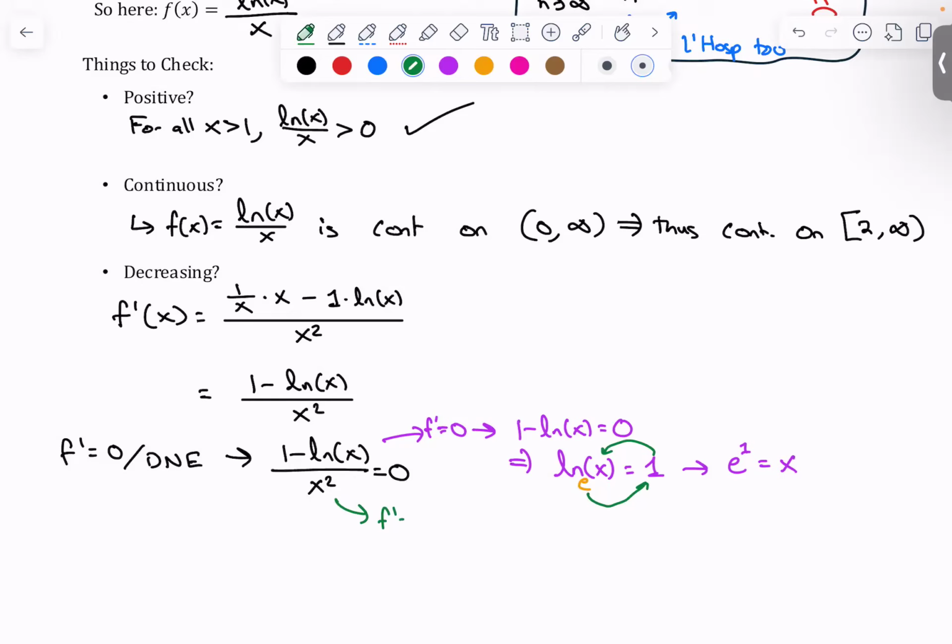And then f prime is DNE here. So x squared equals 0, which gives me x equals 0. But that's not in the domain.